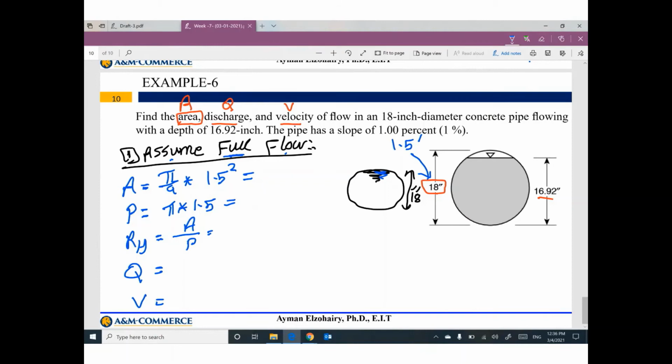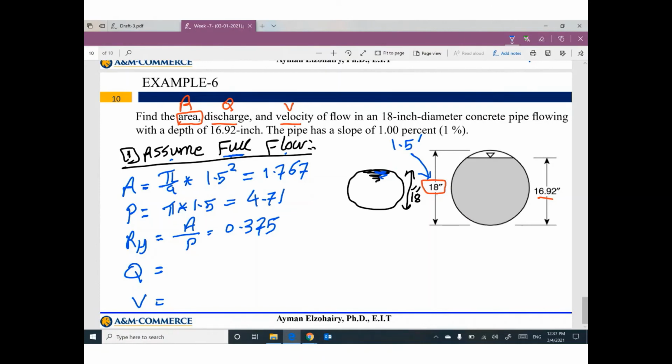Okay, let's go. So pi divided by 4 times 1.5 squared. This area will be 1.767. Pi times 1.5, this one will be 4.71. The area divided by perimeter will be 0.375.